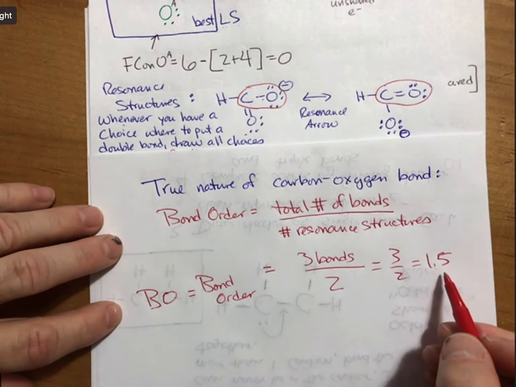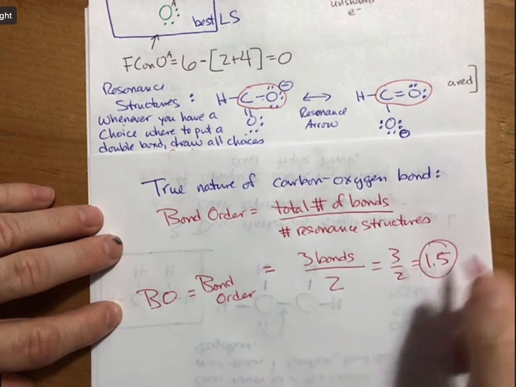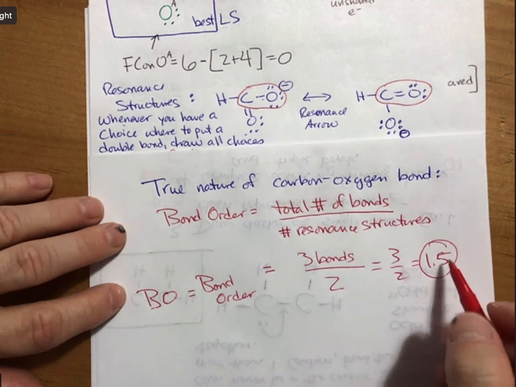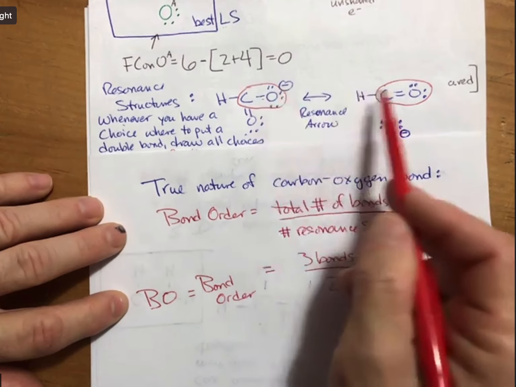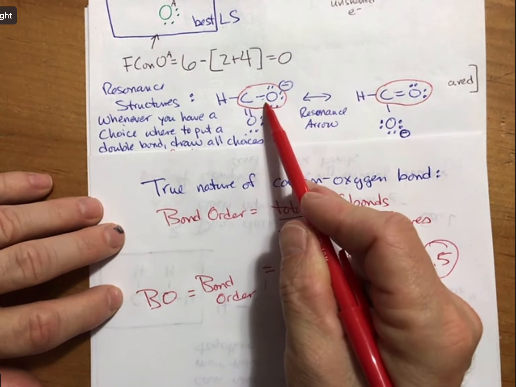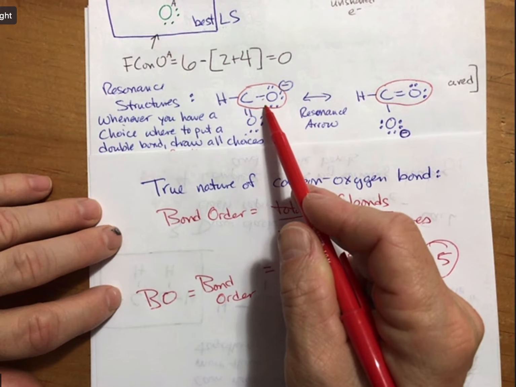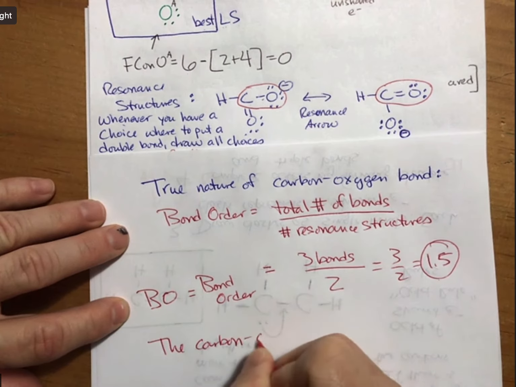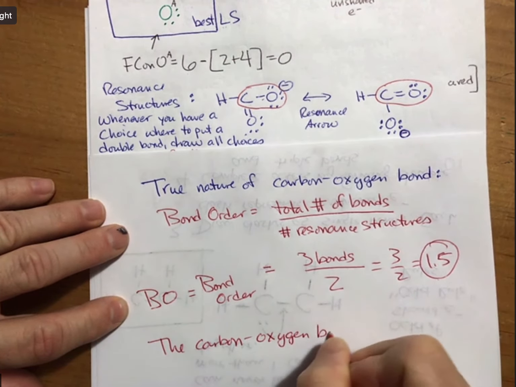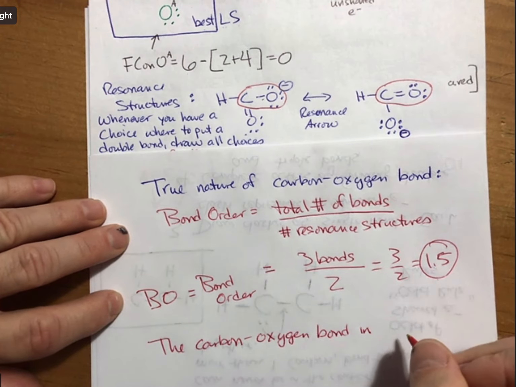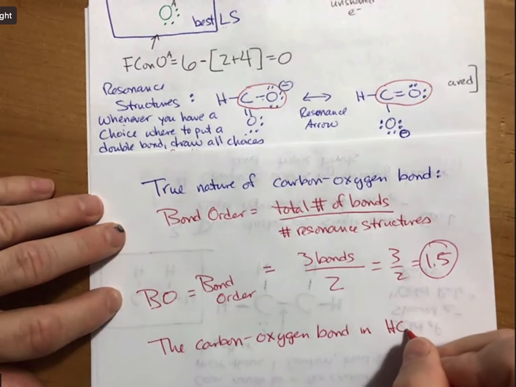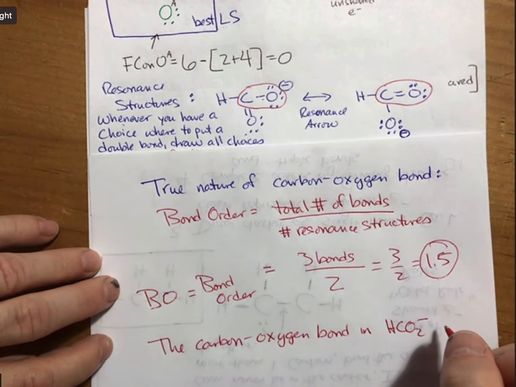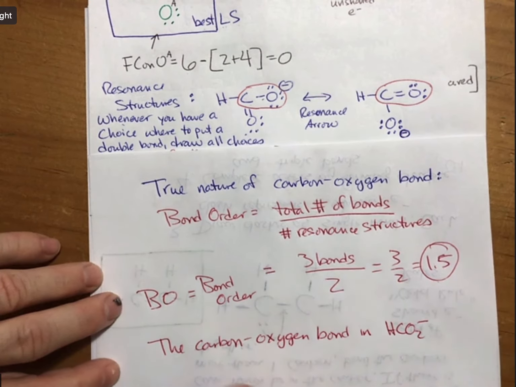Now, this is the bond order, and the last thing we have to talk about is what this means. A bond order of 1.5 means that this bond is halfway between a single and a double bond. So the carbon-oxygen bond in this structure, which is HCO2 minus, is halfway between a single and a double bond.